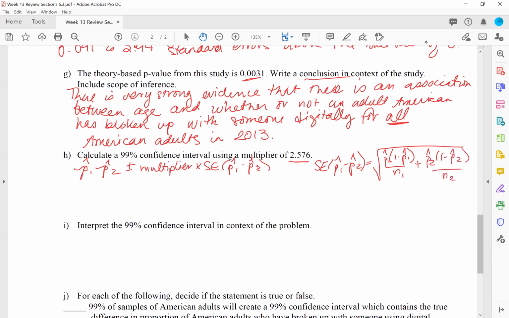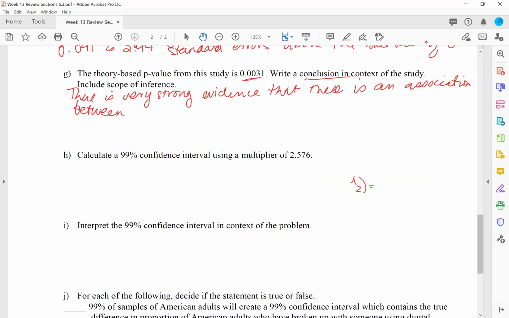So how do we know when to use which? Okay, so if you're finding a confidence interval, you're going to use the two estimates, p hat 1 and p hat 2. If you're calculating the standardized statistic, we're always assuming the null is true, so we're going to use the p hat pooled. Okay. All right, so we'll find this value first.